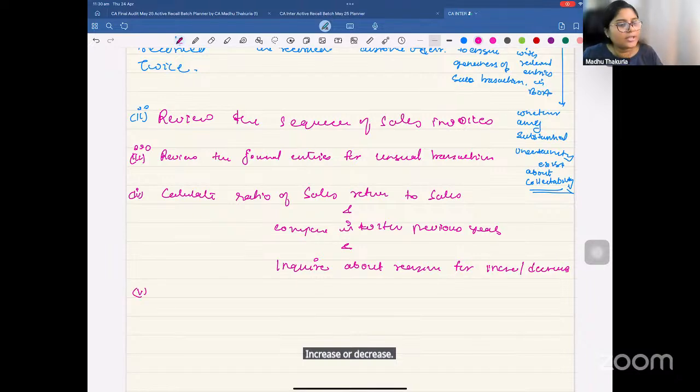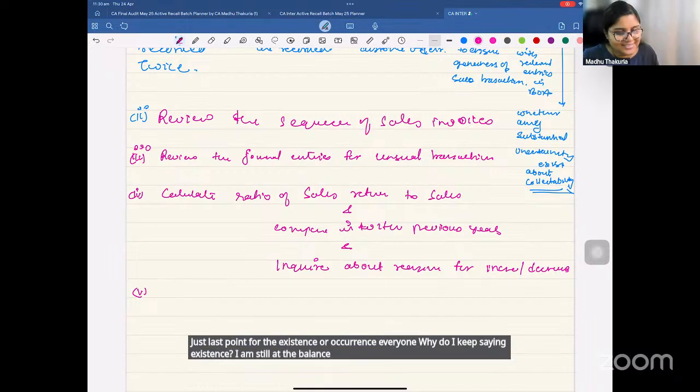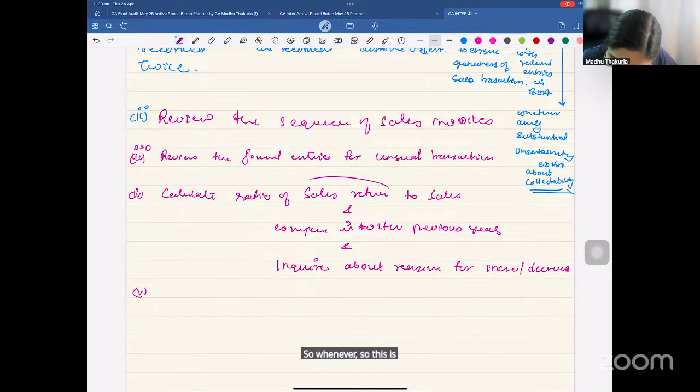Just the last point for the existence occurrence, everyone. Why do I keep saying existence? I am still in the balance sheet mode. So this is the ratio analysis you did for the sales return.